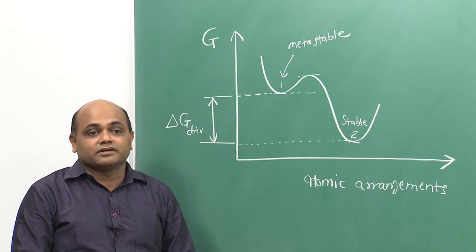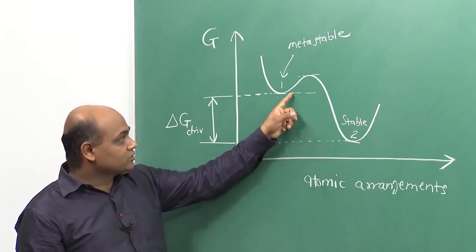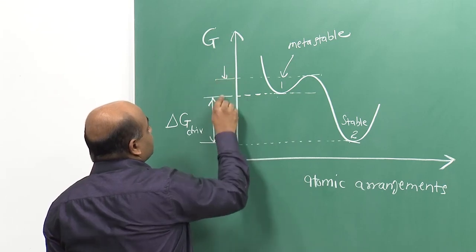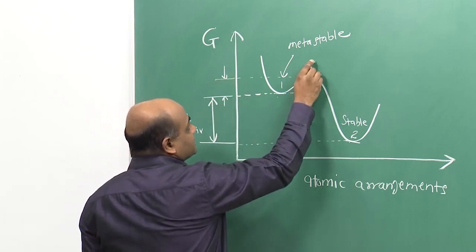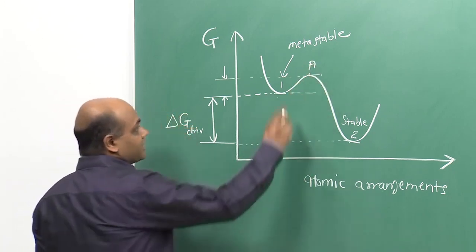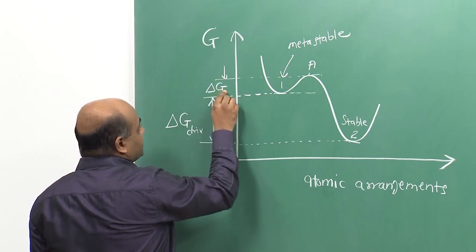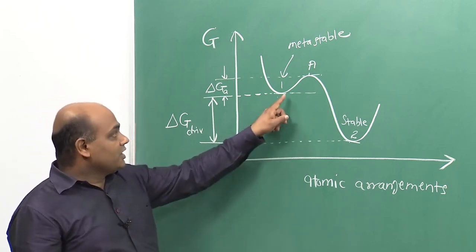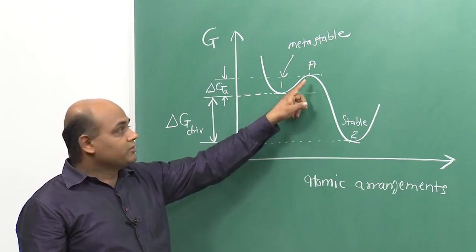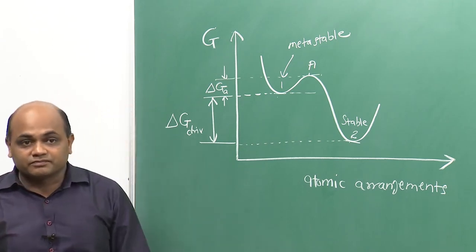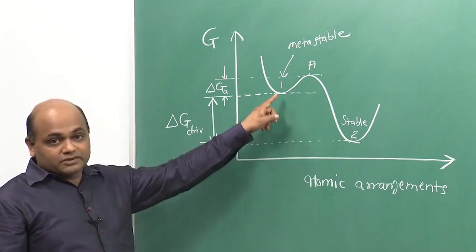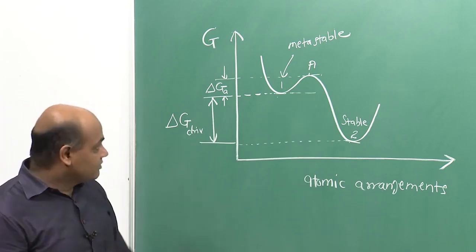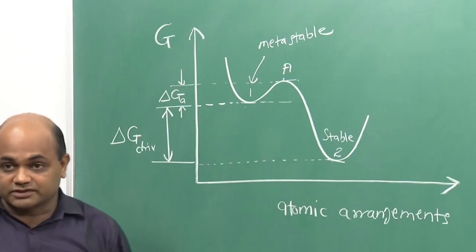It actually represents a barrier to the transformation, an energy barrier to the transformation. That means, before the system can move from 1 to 2, it has to gain a certain amount of energy, which is equal to the difference between this maximum in the Gibbs free energy, which is called an activated state, let us denote it by state A, and state 1. So, the difference between state A and state 1 is basically the activation energy for transformation. Until and unless the system gains this activation energy, it would not be able to move from state 1 to state 2, and the speed of the process depends upon this activation energy. And this is now in the realm of kinetics to determine the rate of the process.